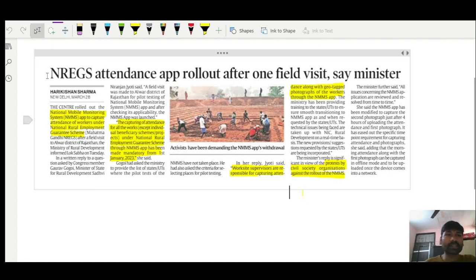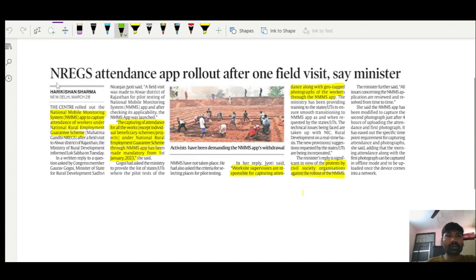So the next news article is NREGA's attendance app rollout after the field visit. After one field visit, recently the government introduced the National Mobile Monitoring System. Okay, this is a national mobile monitoring system. Now, this system makes the attendance of Mahatma Gandhi National Rural Employment Guarantee Act workers more foolproof.